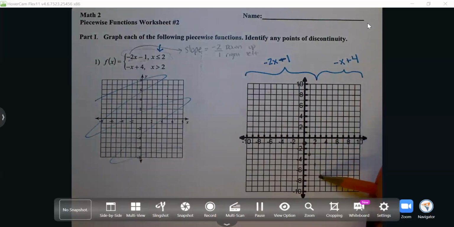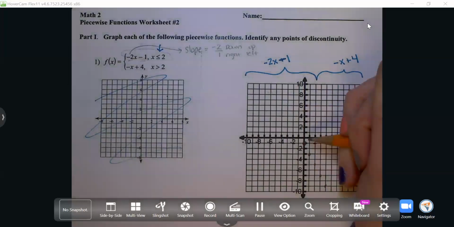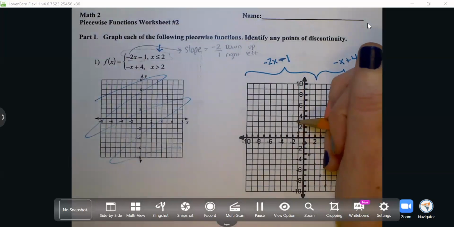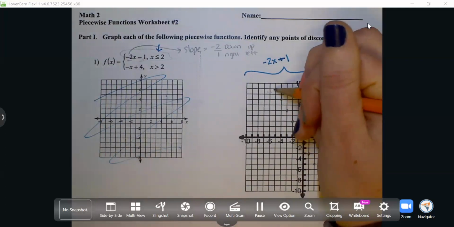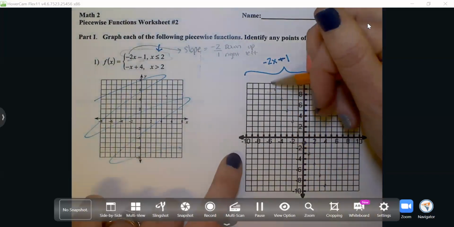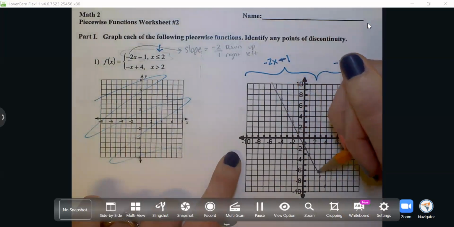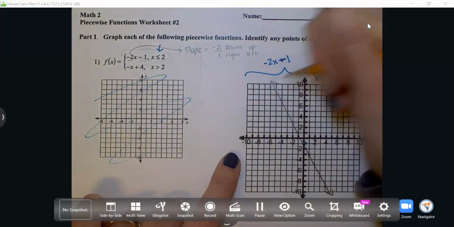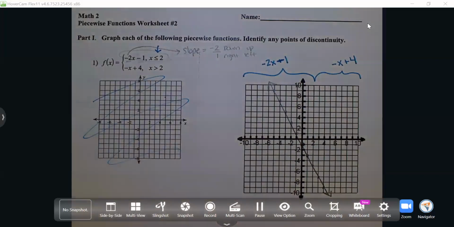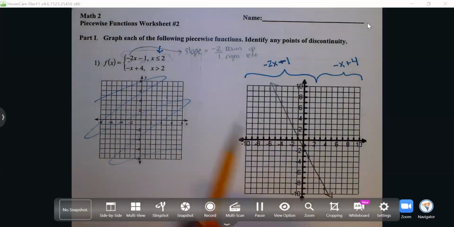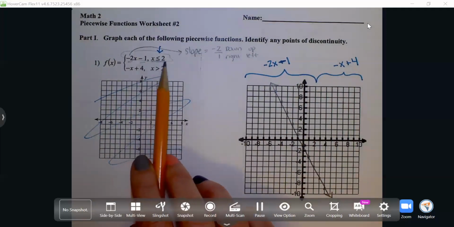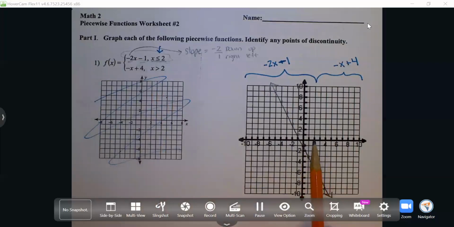I'm going to continue as far as I can go all the way across my paper. Up 2 and to the left 1, up 2 and to the left 1. Again, as far as I can go. So it covers the whole paper. However, this line should only exist where x is less than or equal to 2. So at this point where x equals 2, I want my graph to stop.